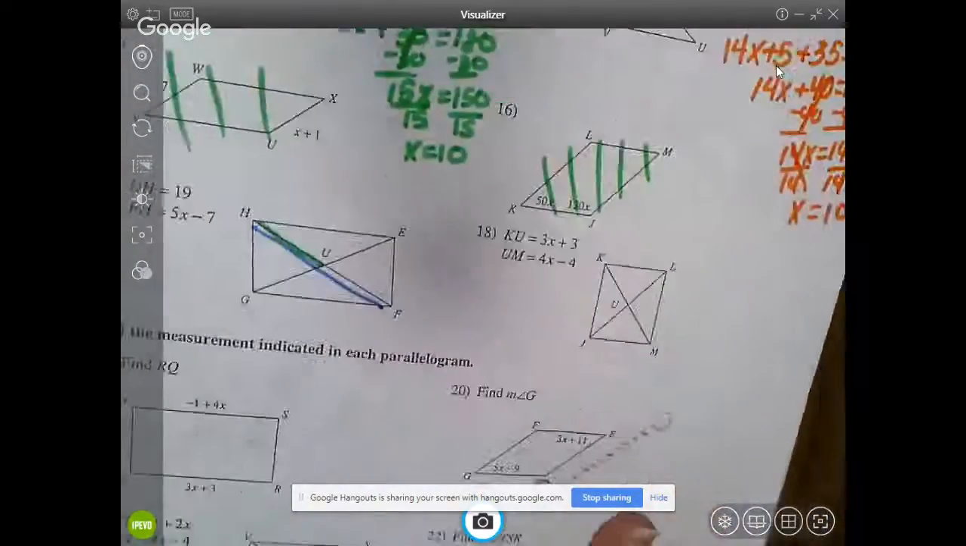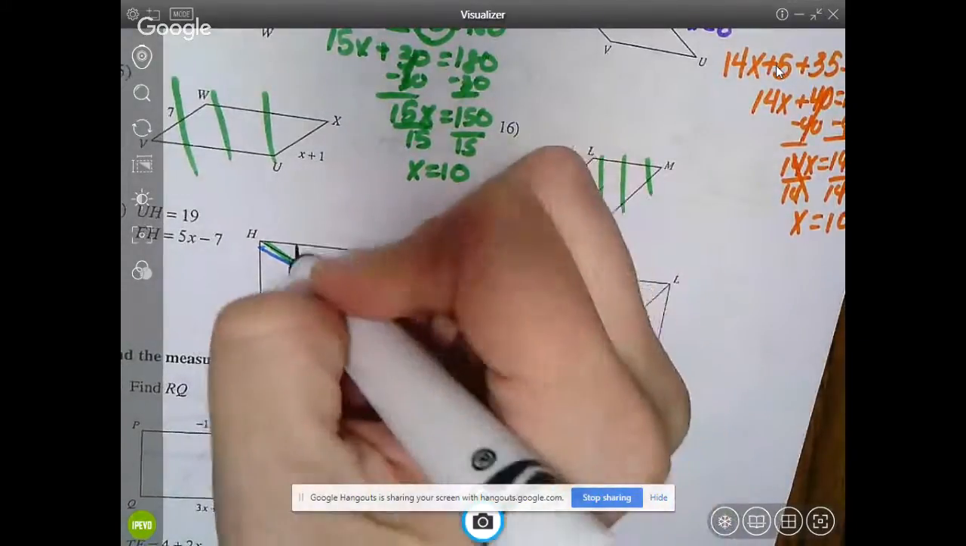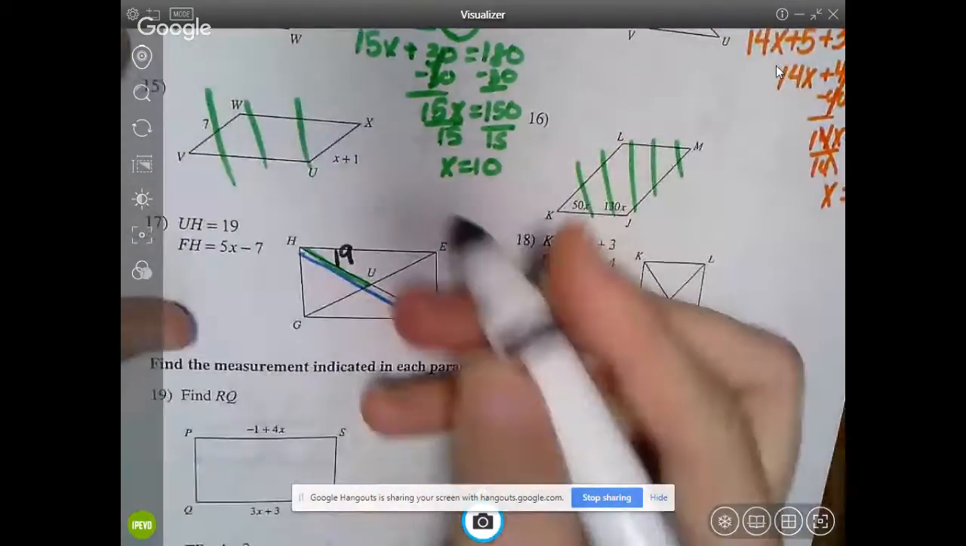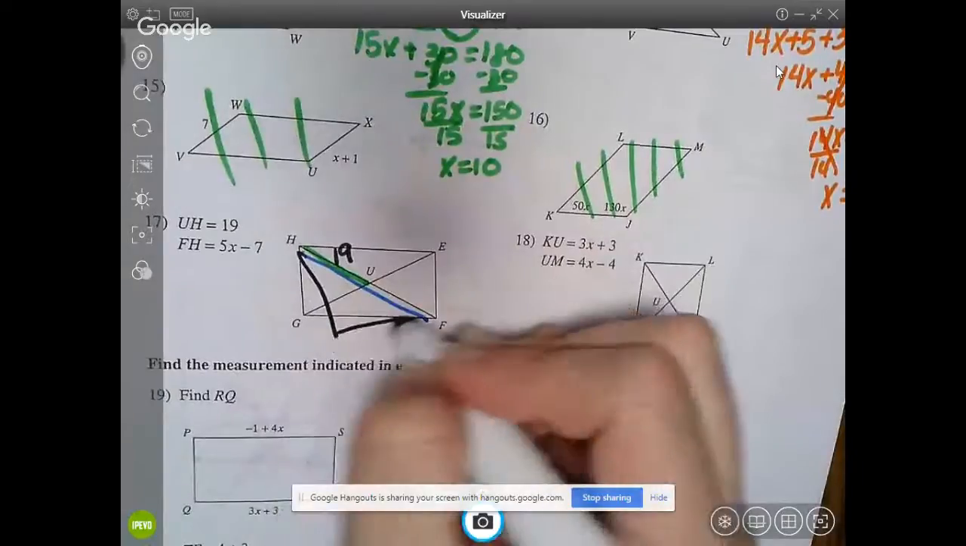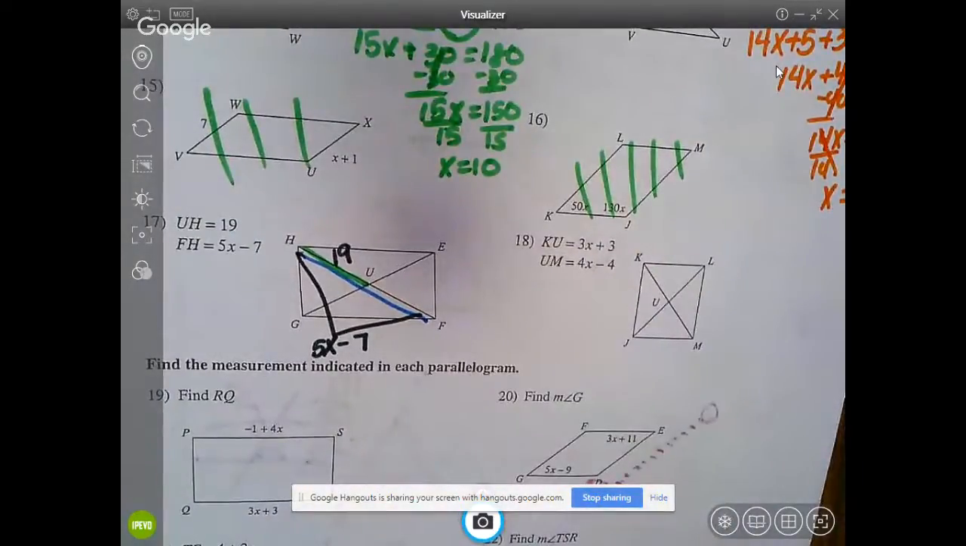Next. The question that we talked about before is, does UH just equal FH? Here it tells us that UH is 19, and it tells us FH, which is the whole thing, is 5x minus 7. Please stop talking.